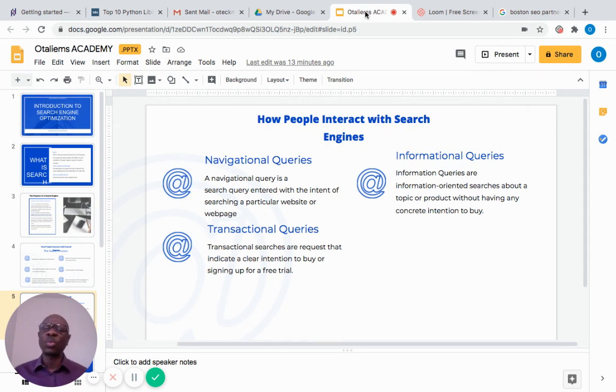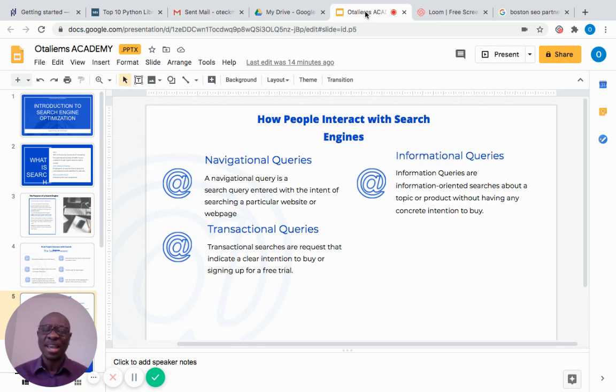So it is important that we understand the difference between navigational queries, informational queries, and transactional queries. When we're talking about transactional queries, these are transaction searches. It's a form of request with an indication or an intention to buy or make a purchase.